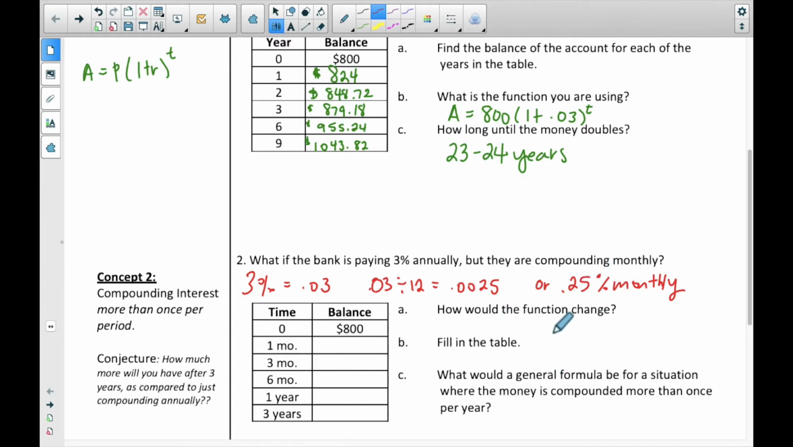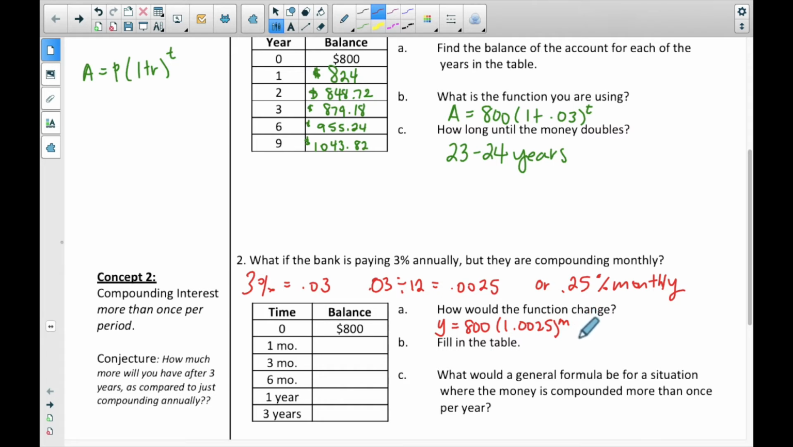Okay, what is that going to do to the function? What that's going to do is I'm going to put y equals, I still start out with $800, but this time I'm going to get 1.0025, that was my percent, and I'm going to put an M up here just to remind myself that that's every month, not every year.